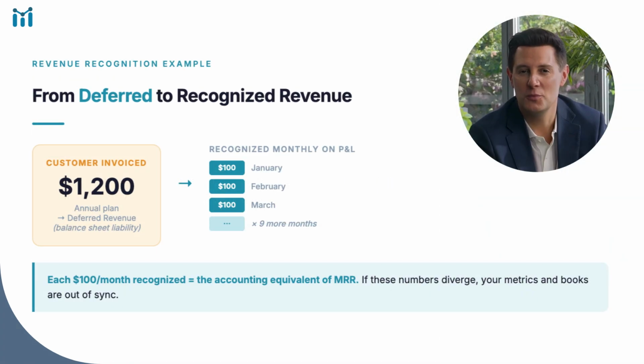Take a look at this example. When a customer is invoiced for $1,200 for an annual plan, you haven't earned that money yet. It enters the books as deferred revenue, a liability on the balance sheet because you still owe the customer 12 months of service. Each month, you recognize 1/12 of that payment, $100. That monthly recognition on your P&L is the accounting equivalent of your MRR. If these numbers don't match, your metrics and your books are out of sync.